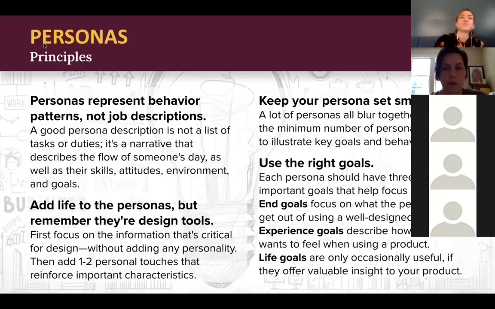And then, these are a few principles that you might want to keep on hand. When you're writing these behavioral patterns down, try not to make them so much like a list of tasks or duties. Try to use that as a space to paint the flow of someone's day. And so thinking about their skills, attitudes, environment, and goals.